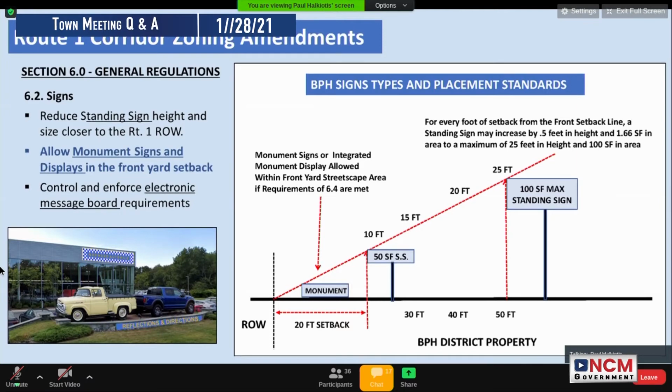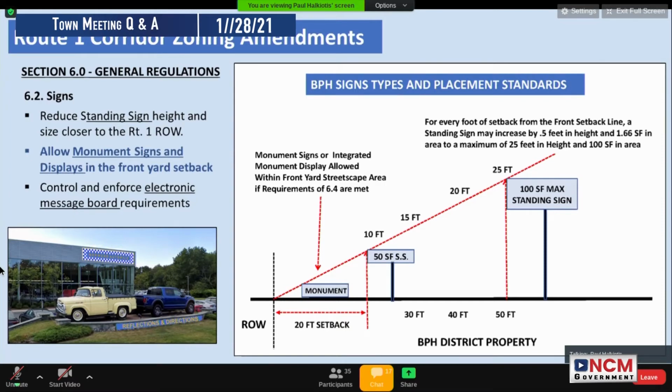One type of sign that we think is most appropriate for this type of corridor is a monument sign, and we're going to kind of encourage those. Those are the signs that you see on the ground. They're usually more attractive and surrounded by some landscaping and some uplighting, and we think that's the best way for us to try to get some different types of signs along the corridor that look more in keeping with the vision that we have for the future.